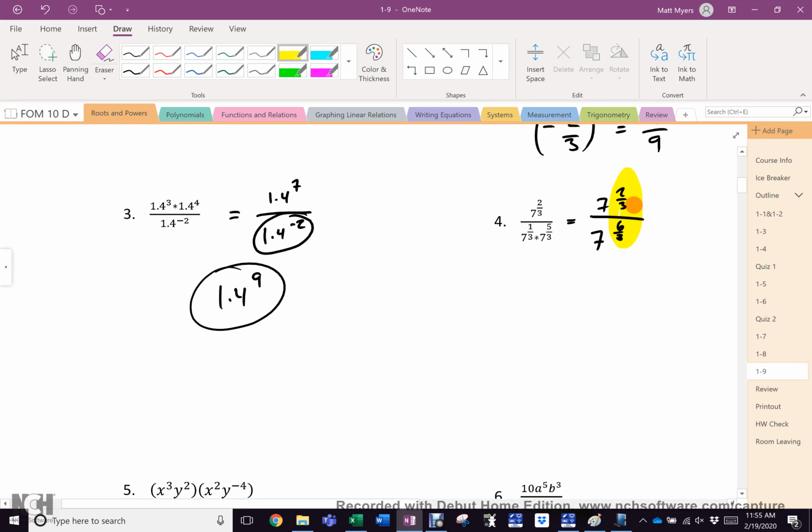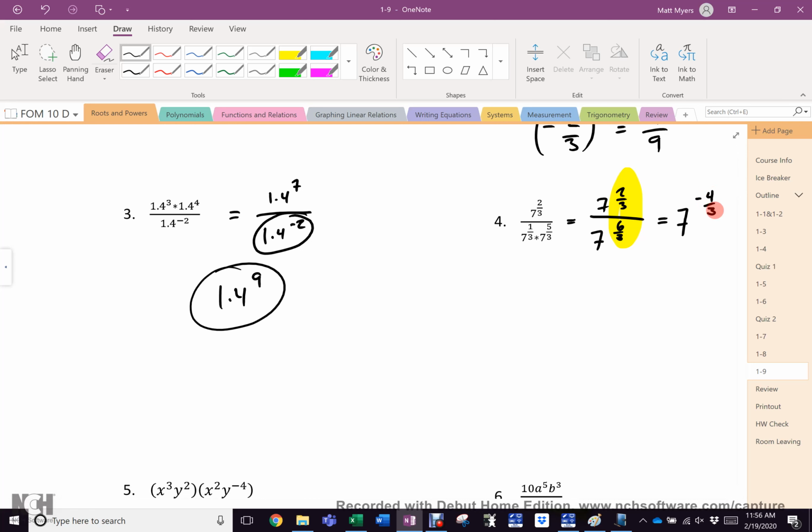Subtract. And to subtract, you need a common denominator, don't you? Do I have a common denominator? So let's do so. What is 2/3 take away 6/3? Negative 4/3. Now, if you got to there, you're halfway done. I would give you 2 out of 4.